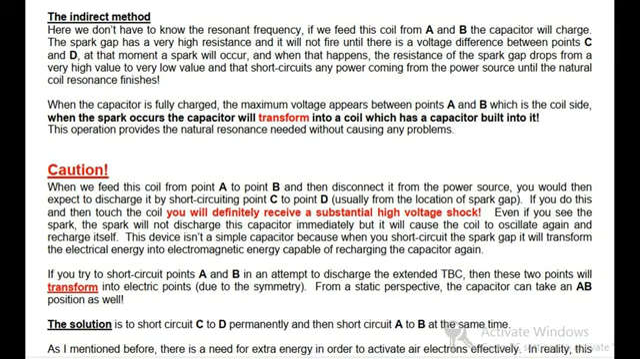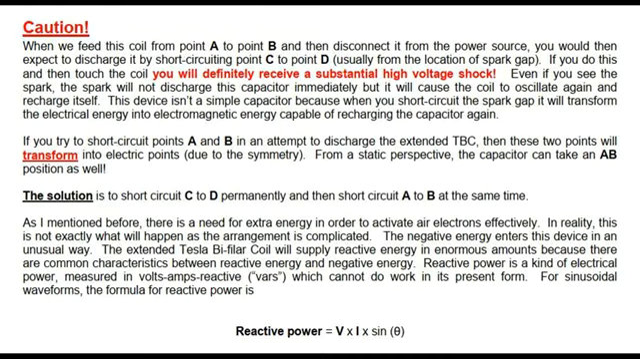If you try to short-circuit points A and B in an attempt to discharge the extended TBC, then these 2 points will transform into electric points, due to the symmetry. From a static perspective, the capacitor can take an up position as well. The solution is to short-circuit C to D permanently and then short-circuit A to B at the same time. As I mentioned before, there is a need for extra energy in order to activate air electrons effectively. In reality, this is not exactly what will happen, as the arrangement is complicated.